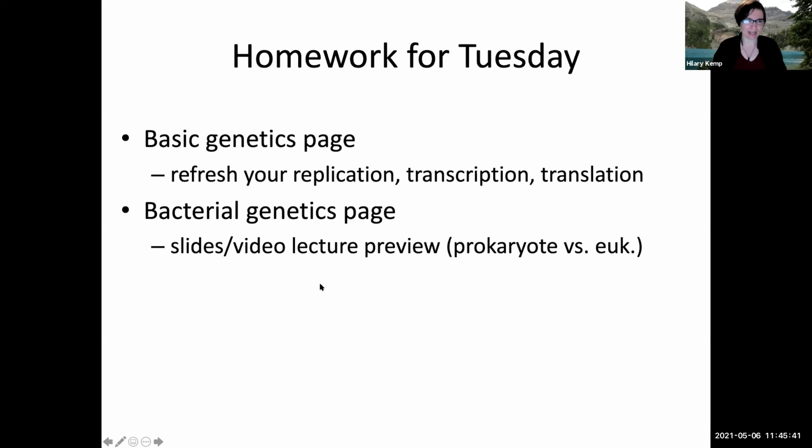Homework for Tuesday, as if that wasn't enough, right? Oh my goodness. The basic genetics page has a little quiz that goes with it that's not for credit. And the bacterial genetics page, so watch the video lectures. Genetics is another heavy topic like metabolism. It's also lots of fun, but it's way more fun if you've done the prep and you come to class ready to deepen your understanding.